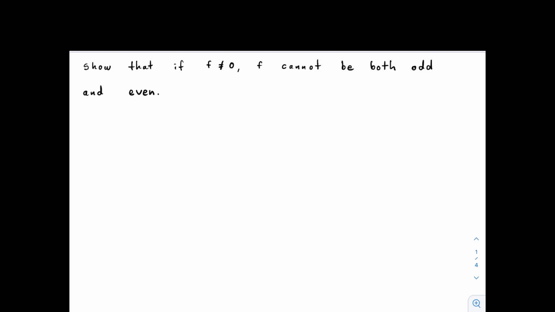Show that if some function f is not equal to 0 everywhere, f cannot be both odd and even.